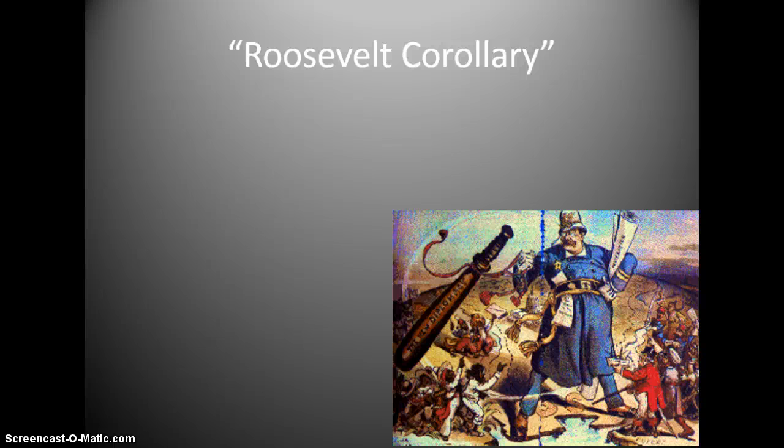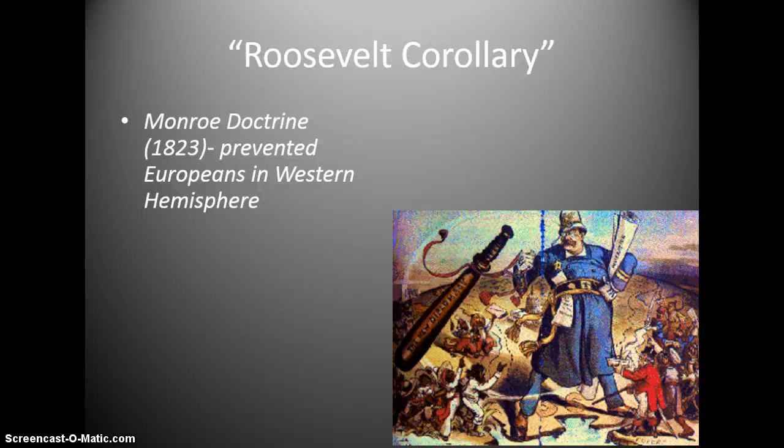But basically, what the Roosevelt Corollary was, it was drawing on the Monroe Doctrine. Okay, so the Monroe Doctrine was something that was implemented during President James Monroe's presidency in 1823. And what it basically said is that any European countries could not come and meddle in the Western Hemisphere. So everything west of the Prime Meridian, basically Europeans needed to stay out.